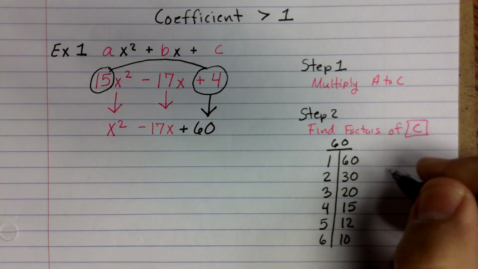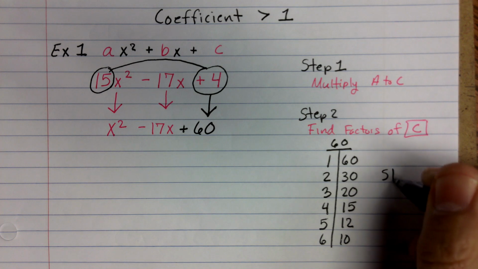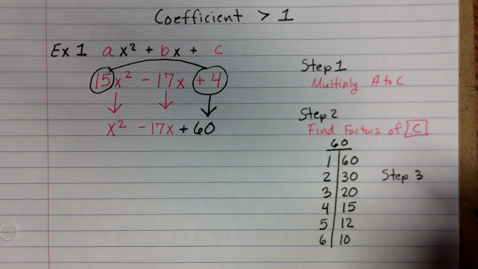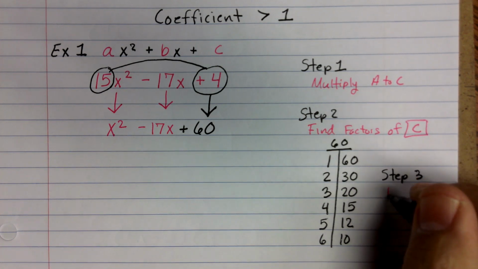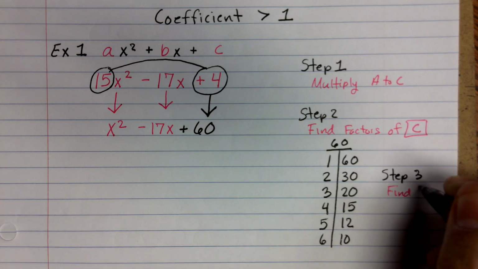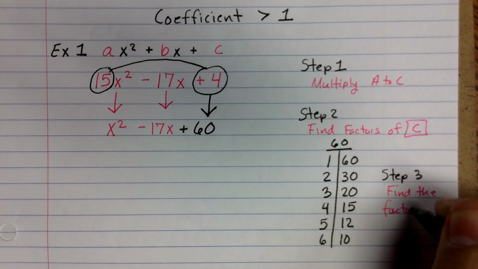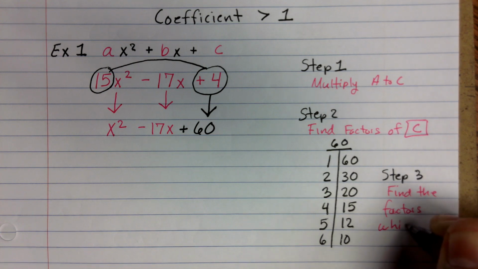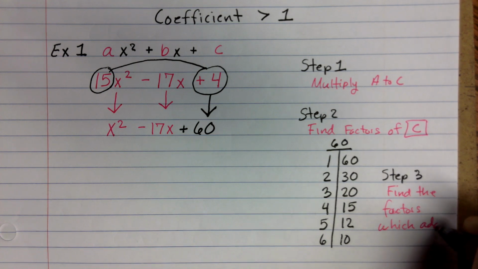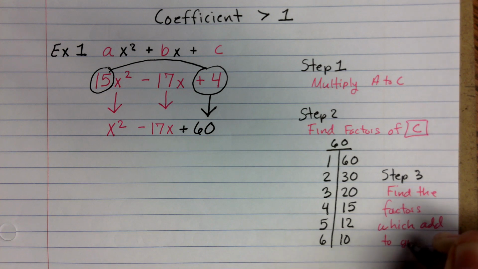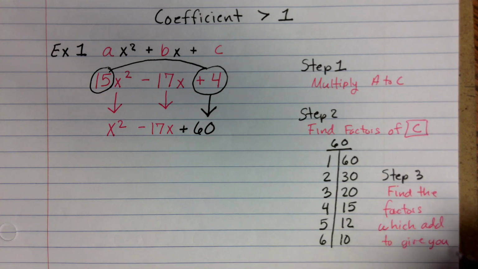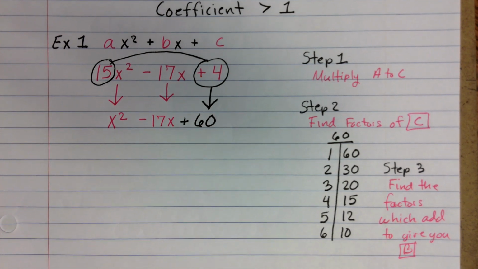So I'm going to go ahead and write step 3 right here. Step 3. Find the factors which add to give you B. So we're just looking at the ones that add to give us B.